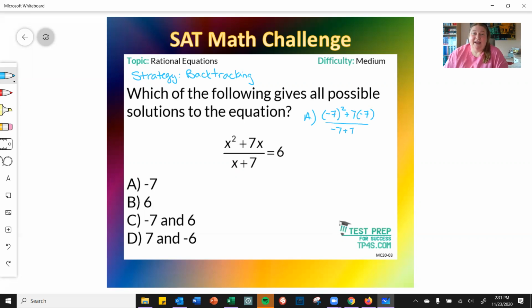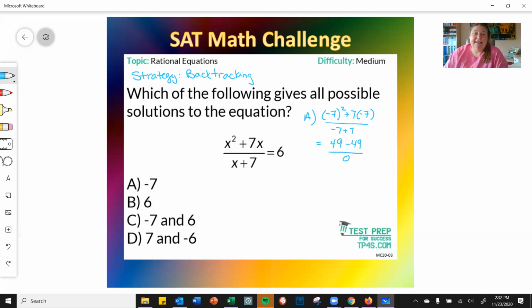If you have the ability to use a calculator, you can plug this right into your calculator and find out whether or not it's equal to 6. However, the SAT does happen to have a no calculator section, so I'll assume you don't have access to one. And I'm going to do this out by hand. It's not so bad. Let's see, this is going to be positive 49, negative 49 over 0.